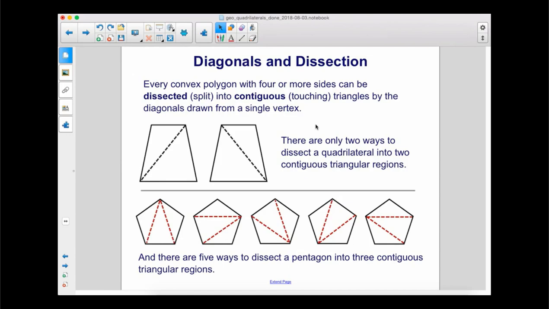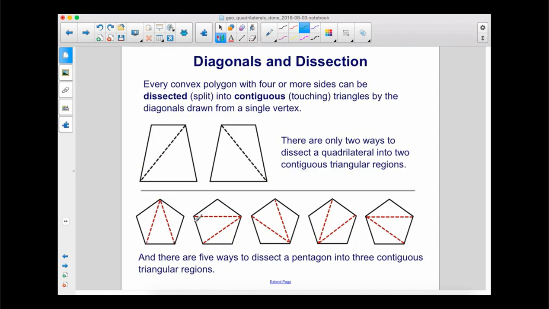Every convex polygon with 4 or more sides can be dissected or split into contiguous, touching triangles by the diagonals drawn from a single vertex. There are only 2 ways to dissect a quadrilateral into 2 contiguous triangular regions, and that would be like this or like this. There are 5 ways to dissect a pentagon into 3 contiguous triangular regions.